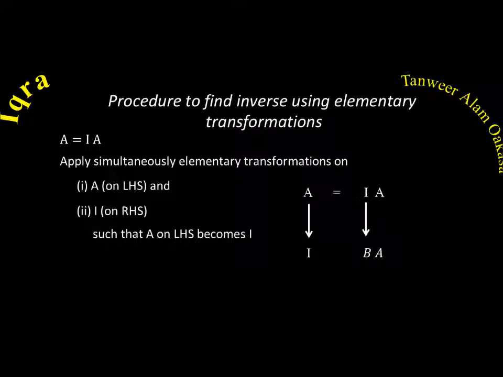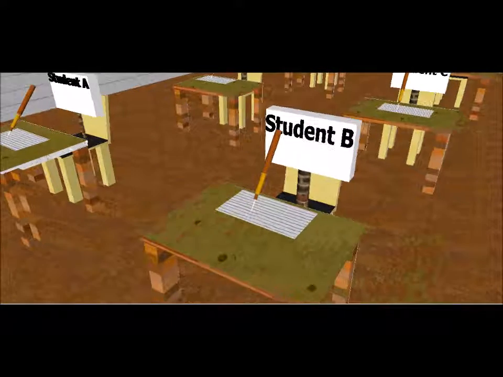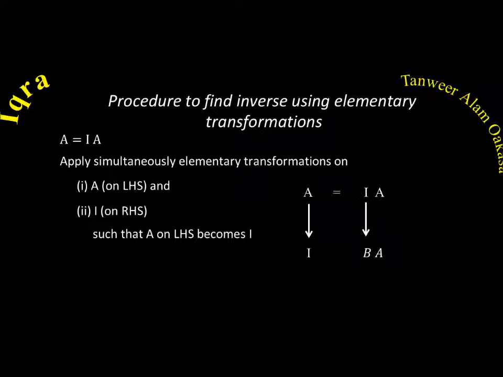Now, tell me, what will be my B? I have I is equal to B into A. What is my B? Student B? Sir, we got I equal to B into A. It means B should be A inverse. Yeah, exactly. B should be A inverse, because we know that A inverse into A is equal to I, so B is my A inverse. So what actually we found? We found B, and B is nothing but the inverse of the matrix. So using transformations, we thus obtain inverse of a matrix.